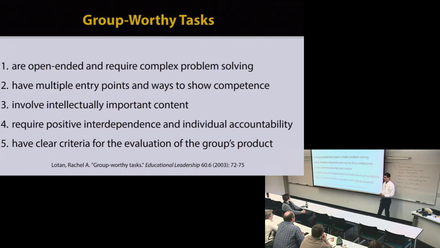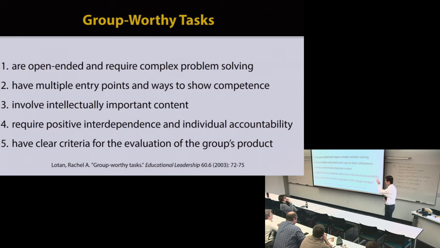I'm going to pause here and see if people want to raise any issues, because I'm done with that key concept part. I'm going to move on to the practical matters section. Yeah, please. So, do I understand this correctly, that all five should be satisfied for a group-worthy task, or is it? According to Rachel, but maybe not every one of them is equally important to you.